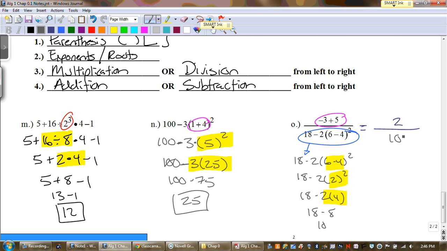And remember, that's just the bottom part. The last thing we have to do is to reduce that fraction. My pen is going all crazy. And we divide that by 2. And when we're all done, we get 1/5.